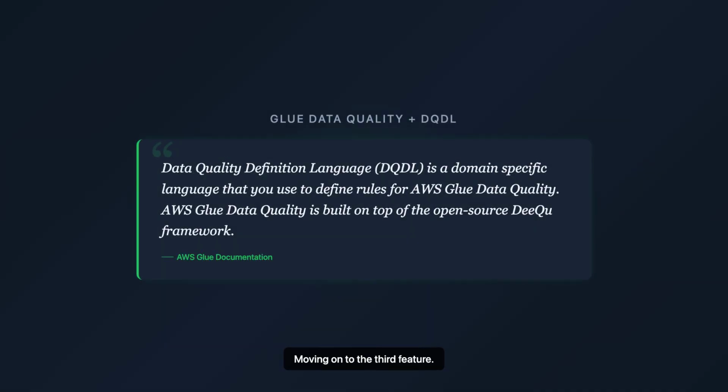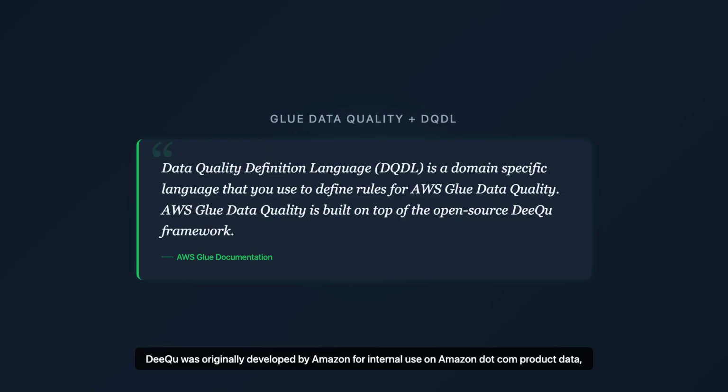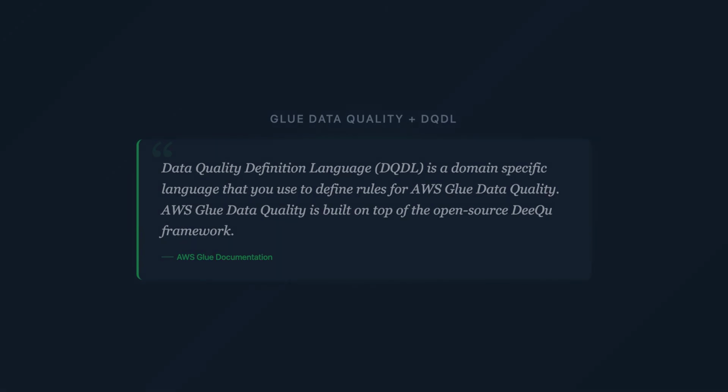Moving on to the third feature, Glue Data Quality. The official docs put it this way: DQDL is a domain-specific language for defining data quality rules, and the whole service is built on top of the open-source Deequ framework. Deequ was originally developed by Amazon for internal use on Amazon.com product data, so this is battle-tested technology. The big idea is data quality as code. You write declarative rules in plain English, and Glue enforces them inside your pipeline.